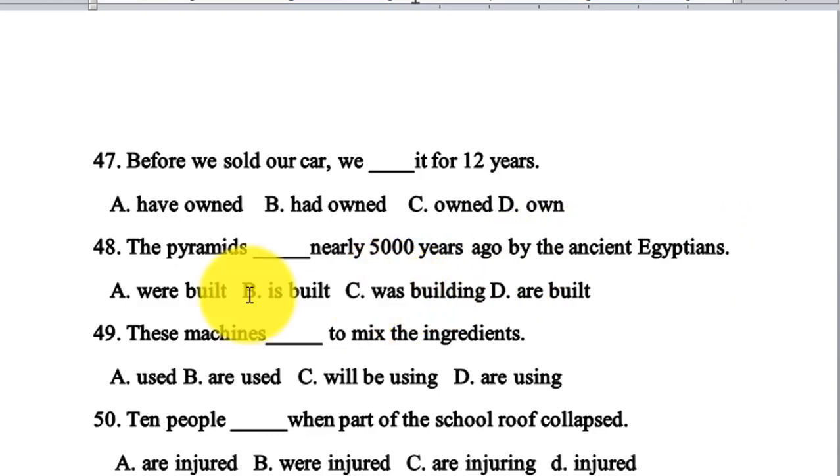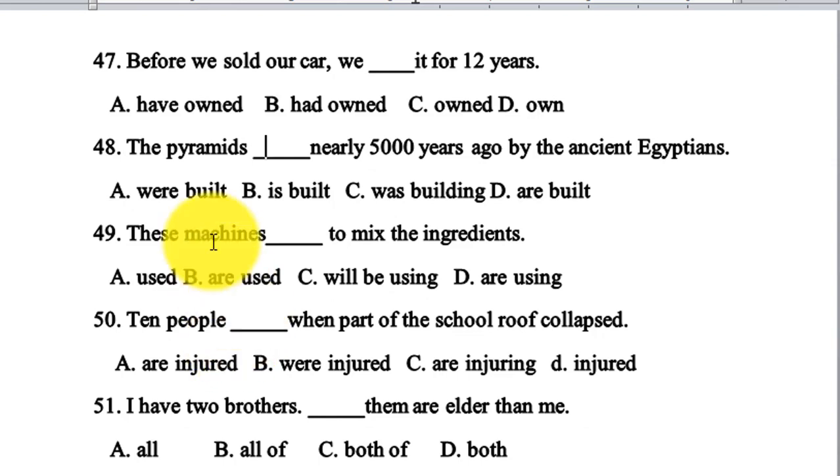So it is clear: we answer "were built". Why "were built"? Because the pyramids are plural subjects, many pyramids which were built by the ancient Egyptians. So "were built" is the right answer; "was building" is not the answer here. So this is passive voice, what kind of passive voice? We call it past passive, since it says "5000 years ago".